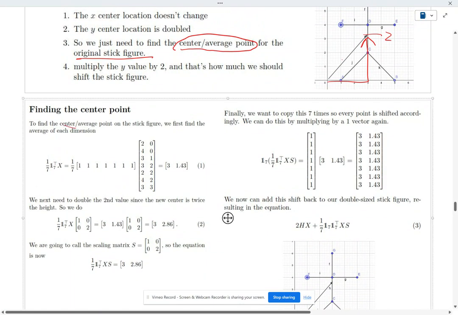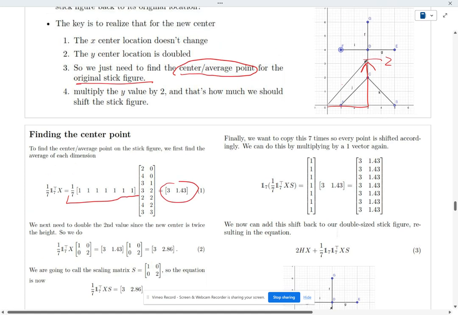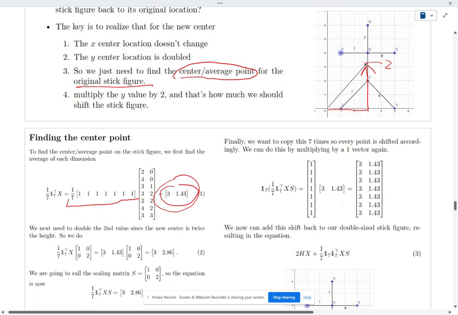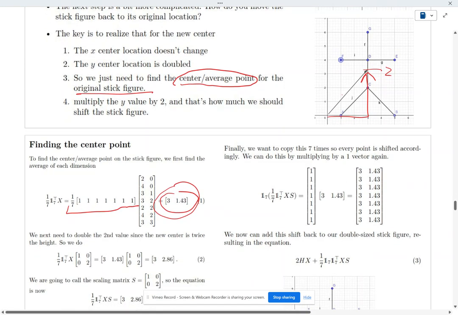Well, to find the average point, it's not bad. We first find the average of each dimension. So remember, the way to find the average is through the one vector with some scaling. So by multiplying this, we find the average point. So the average point is 3 and 1.4. So 3 and 1.4. So the stick figure is around here. So that's how big the stick figure was.